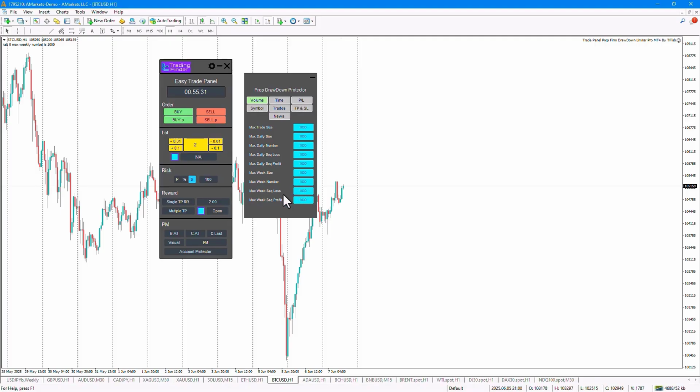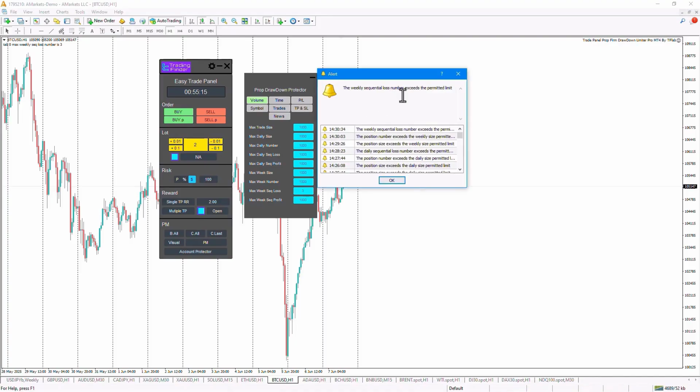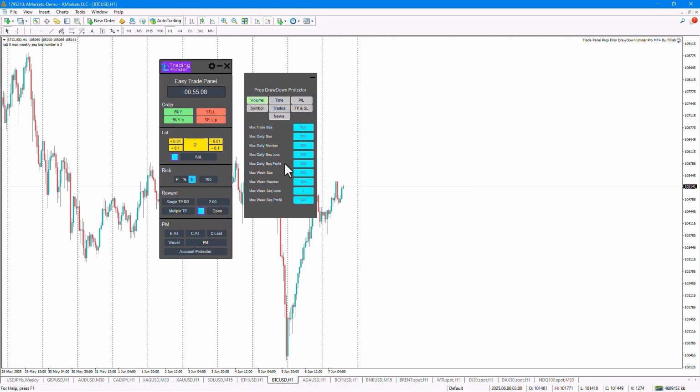The next section is related to the maximum number of consecutive losses and the maximum number of consecutive wins in a week, which we can set in this section. For example, if I set the value to 3 and try to enter a trade, the expert advisor will prevent this and will issue a warning message for this situation.